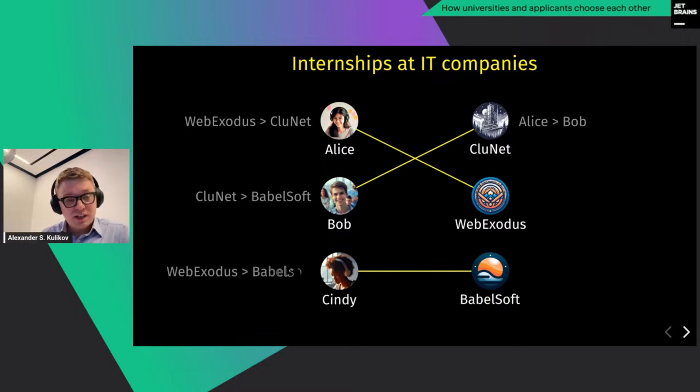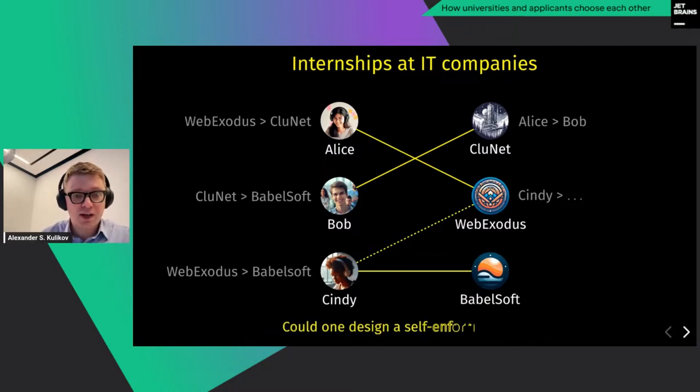Then probably there is another person, Cindy, who actually is going to do an internship with Bubblesoft. However, she likes Web Exodus more than Bubblesoft, so she decides why not to try to ask Web Exodus whether it is possible to work with them, and she does this. And then Web Exodus realizes that for some reason Cindy is actually a top person in their list, but for some reason they haven't yet suggested Cindy to do an internship with them. So in general, this produces a house.